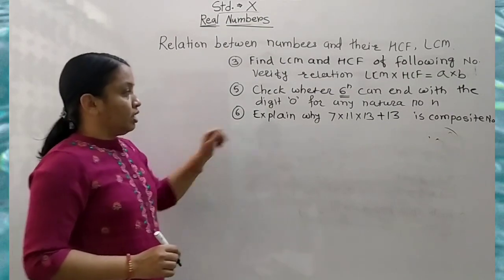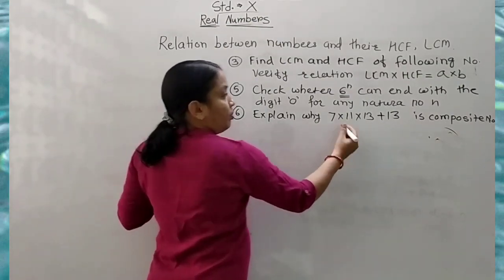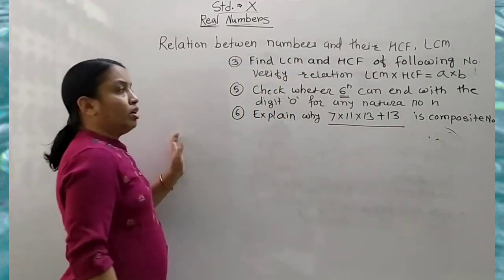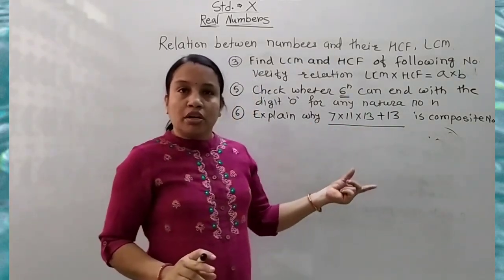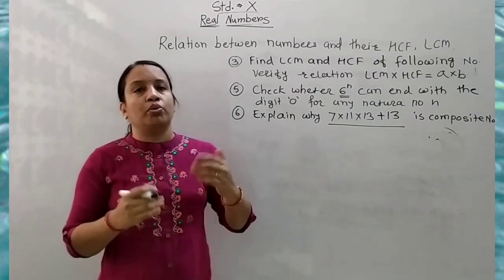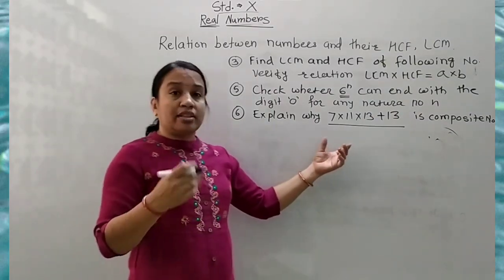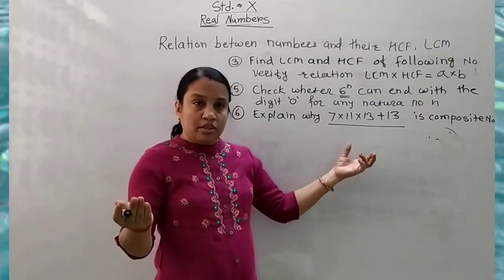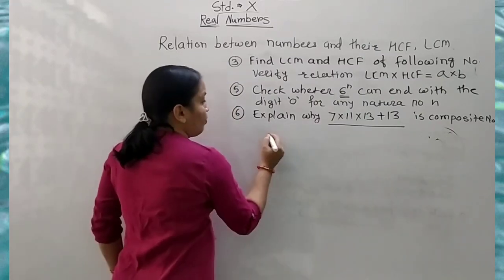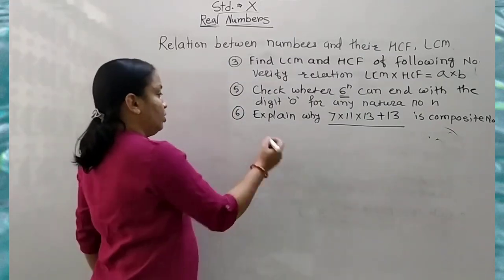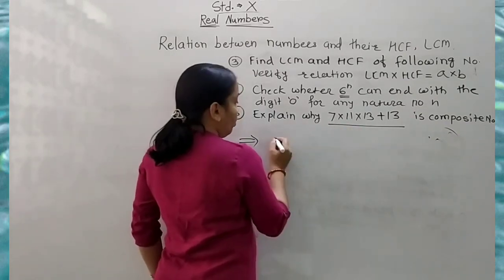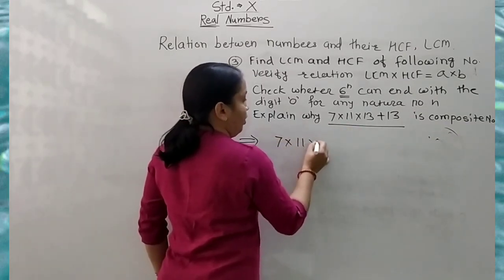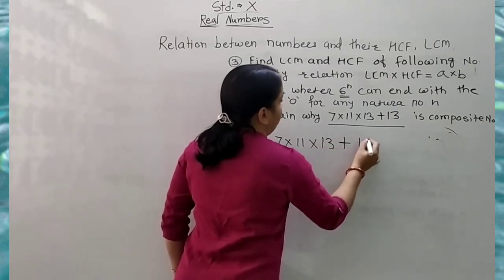Now let us see this example. Here one expression is given and you have to show that this number is composite. And what is a composite number? A composite number should have more than 2 factors, means other than itself and 1. So let us simplify. You can do it in various methods. So which is the better one and which is the easier one, I am telling you. It is 7 into 11 into 13 plus 13.